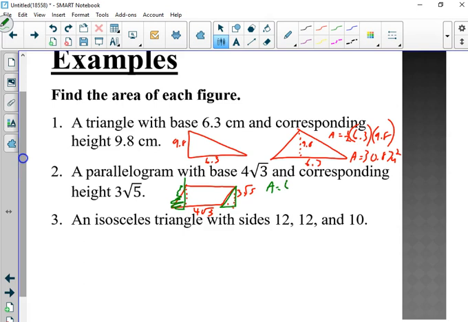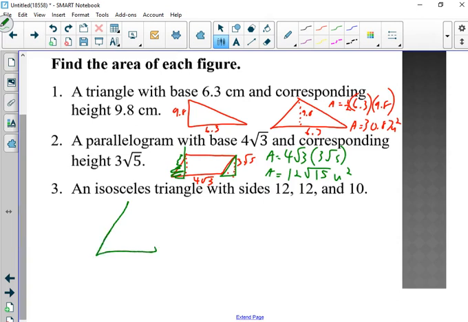So area equals 4√3 times 3√5. Remember, outside numbers, inside numbers. So area: 4 times 3 is 12, and √5 times √3 is √15. And that cannot be simplified, square units, because no perfect square goes into 15.